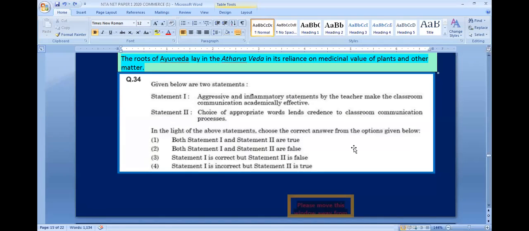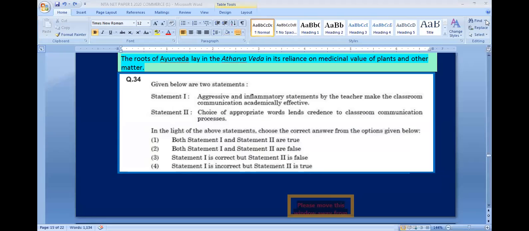Aggressive and inflammatory statements by the teacher make the classroom communication academically effective. Is that true? Making aggressive inflammatory statements by the teacher makes communication effective? No, it will not make the communication effective. It will even kill the purpose of your communication. Statement 1 is wrong, 1 is false.